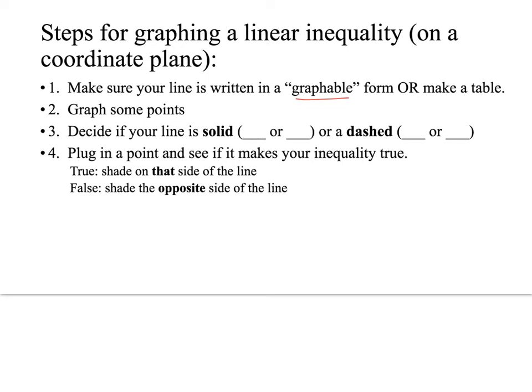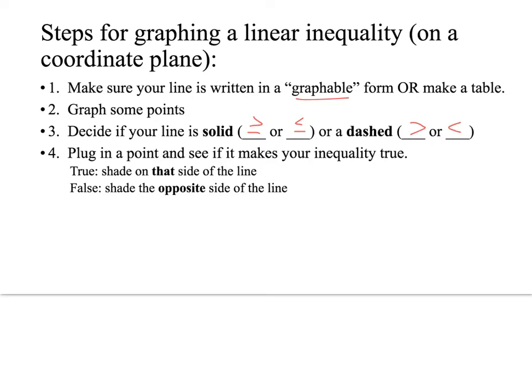Step 2, we're going to graph some points. Step 3, we're going to decide if our line is going to be solid or dashed. And the way we know this answer here, solid is just like we did with the circle, whether we shaded it in or not on the inequality number line. Again, the line is going to be solid if it's greater than or equal to, or less than or equal to. It's going to be dashed if it's simply greater than or less than.